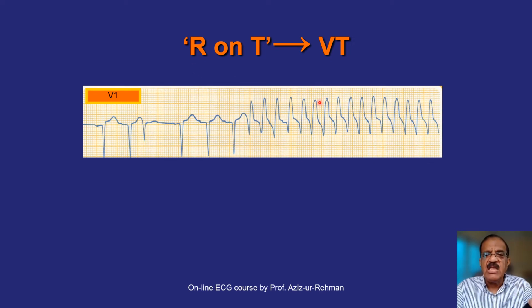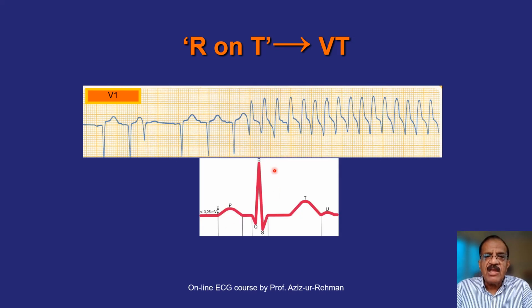If any depolarization, whether it is spontaneous or comes as a result of, for example, a DC shock, any depolarization which happens to fall on the downslope of the T, if any R, referring to any electric current, falls on the T wave, usually the downslope, it is likely to trigger a ventricular tachycardia. Now I'm going to show you how.